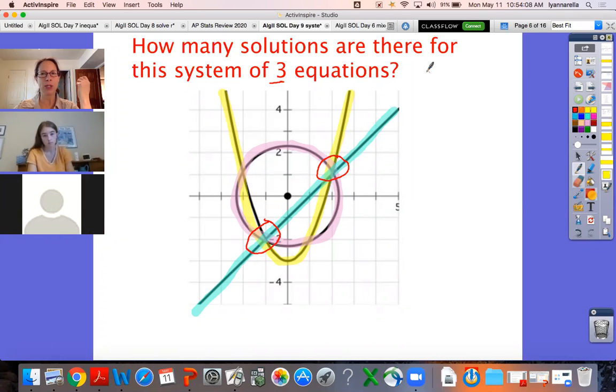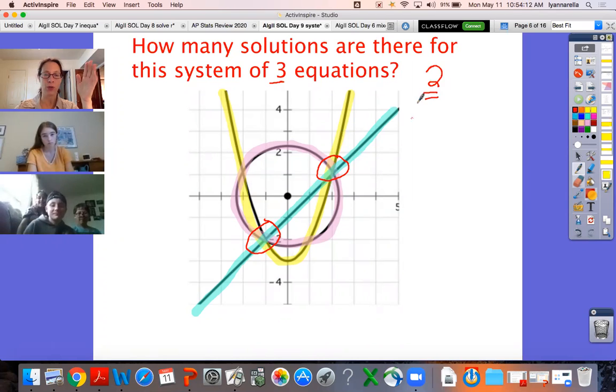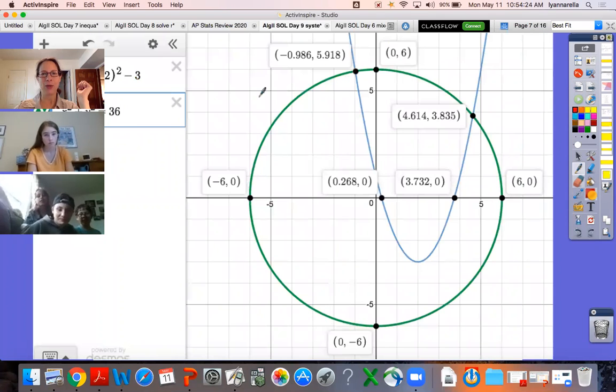So sometimes questions are that simple. How many solutions? Just count where all the graphs cross. Notice I didn't say this place or this place because the blue graph didn't cross there. All the graphs have to cross. Okay, so what about this one? How many solutions to this one? 2? Okay, good. Here's where the green and blue cross, and here's where the green and blue cross. So again, 2.